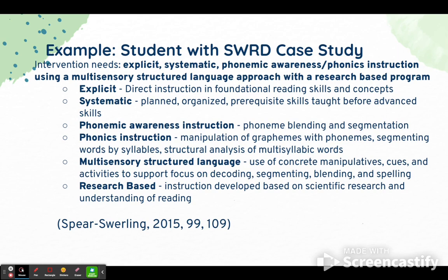A common and very successful component of this type of instruction is multisensory structured language. Students are able to use concrete manipulatives, cues, and activities to support their focus on decoding, segmenting, blending, and/or spelling. This could include using letter tiles, colored chips, tapping with their fingers, and things like that. And finally, it is essential that this type of instruction is research-based. That means the instruction is developed based on scientific research and the understanding of reading.